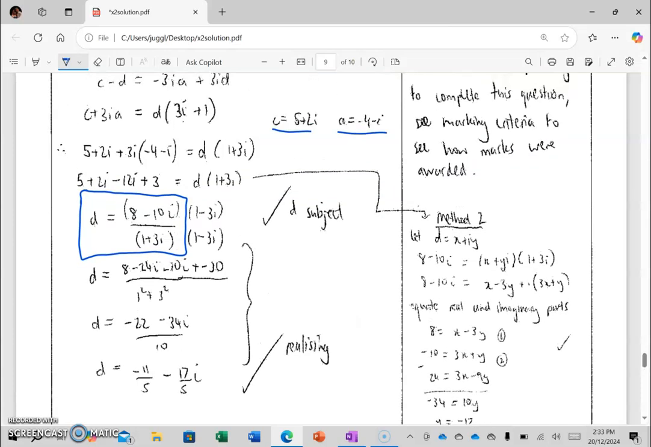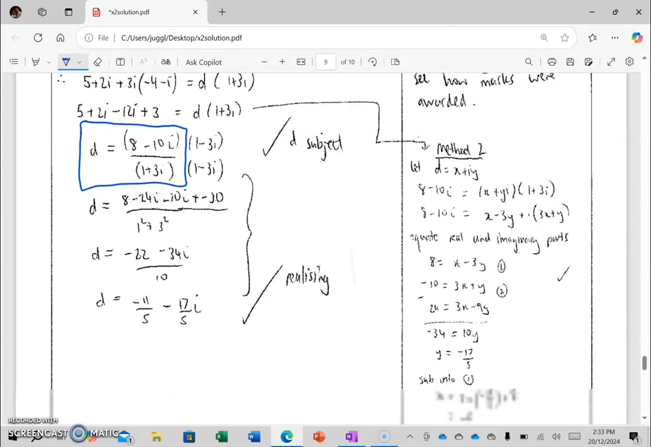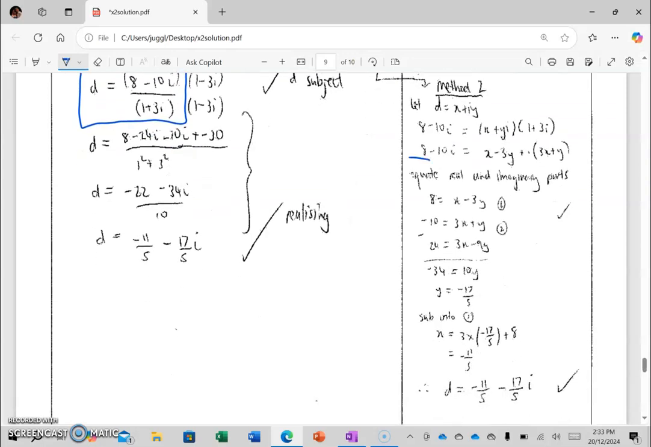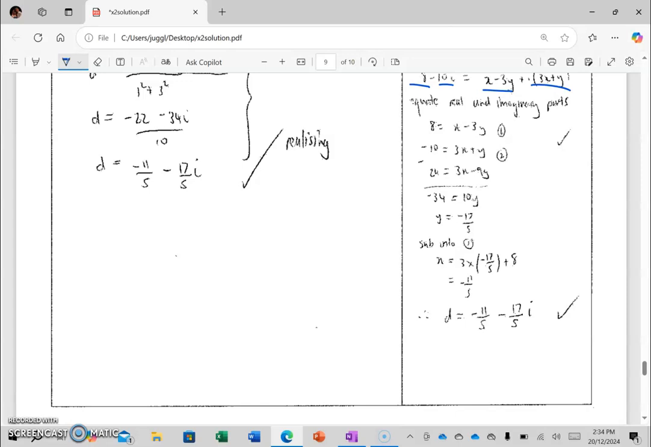Another way that was commonly done by a lot of students was that they let D be x plus iy. So for example, from this line, if you follow down here, you get to this stage, you expand, and then what you do is you equate the real part and you equate the imaginary part. And if you got 2 correct equations here, that would be the second mark. And then keep on simplifying, you get the same final answer, third mark.